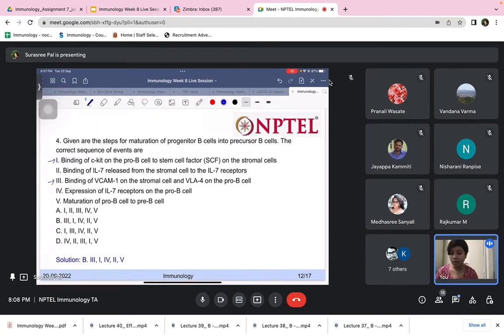Then next comes the expression of the IL-7 receptors on the pro B cell, which is followed by binding of the IL-7 released from the stromal cells to the IL-7 receptors on the pro B cells, right? Which will actually help the pro B cell to dissociate from the stromal cells. The cell adhesion molecules will now be released, and then it will finally mature from pro B cell to pre B cell. So this is the correct sequence: 3, 1, 4, 2, 5. That is the solution.